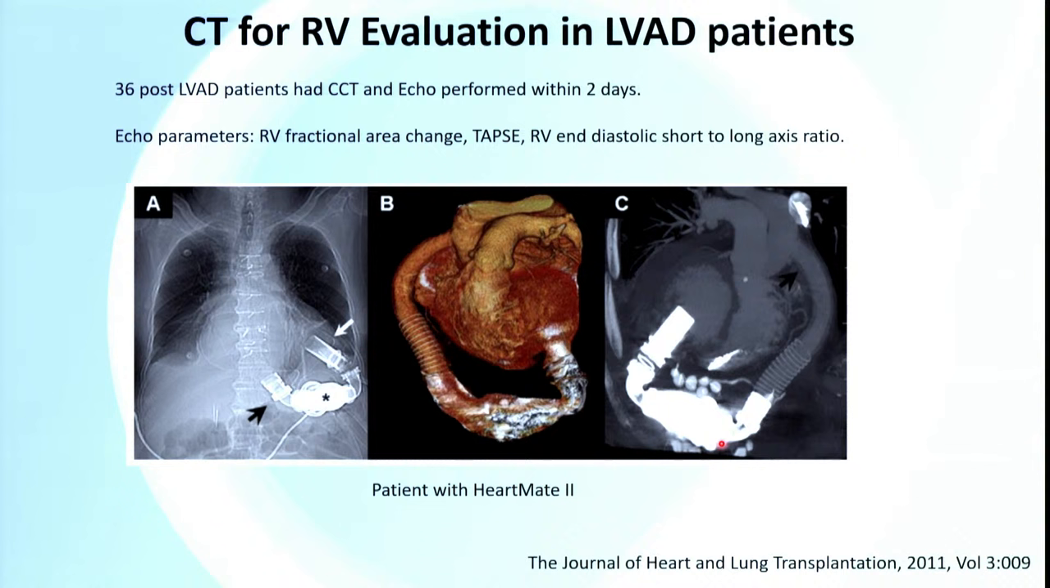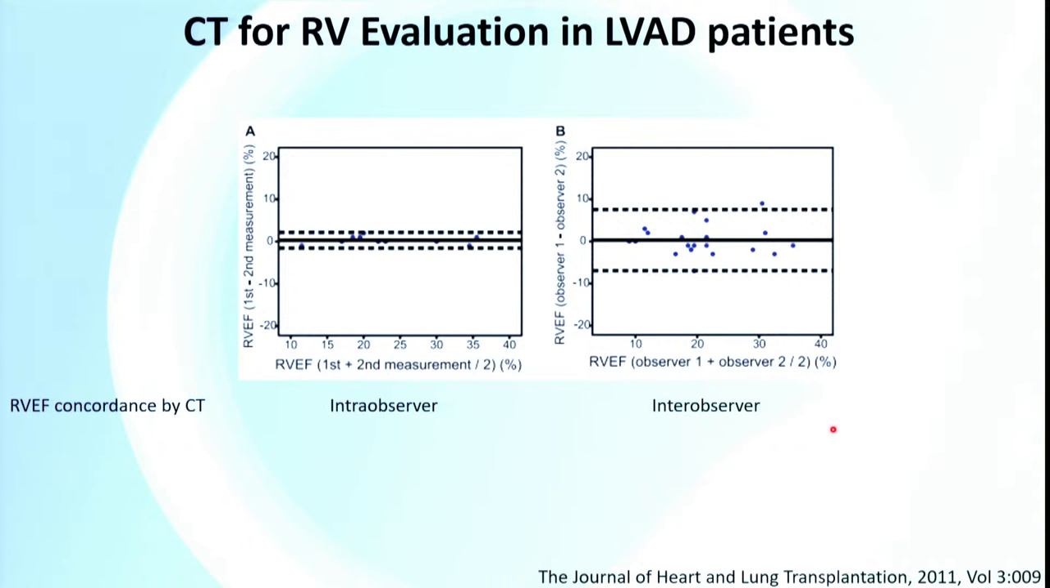So the anatomical delineation is really crisp and clear cut. In echo, we are kind of struggling with some of that. So to look at the reliability of CT for evaluation of RV function in these LVAD patients, again, they looked at the intra-observer and inter-observer variability with Bland-Altman plots.